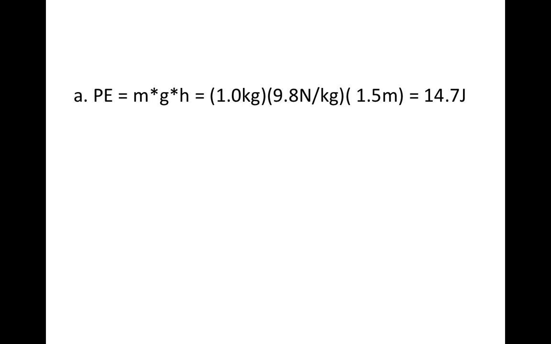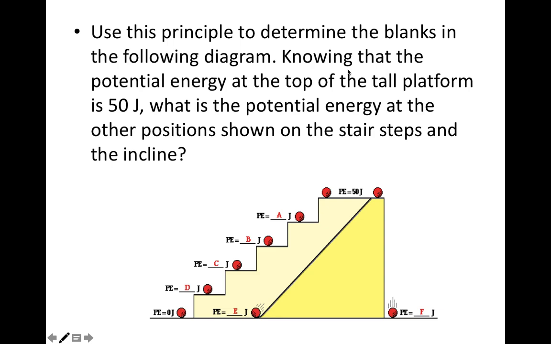and height h. Note that the gravitational constant g is just a constant. It's a number that's always in the equation. It never changes. If you take Physics 11, we talk a lot more about this constant in more detail and explain it. But for now, you just have to use it the way it is. So it's 14.7 joules.